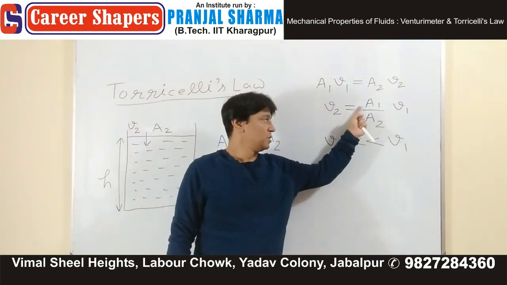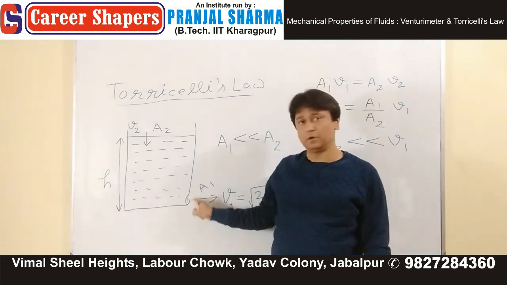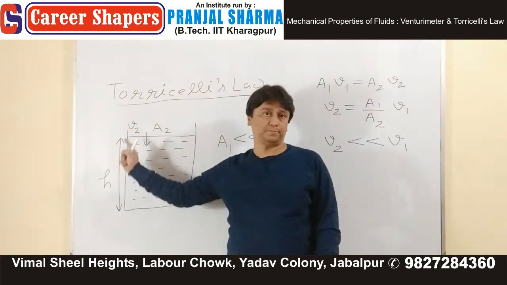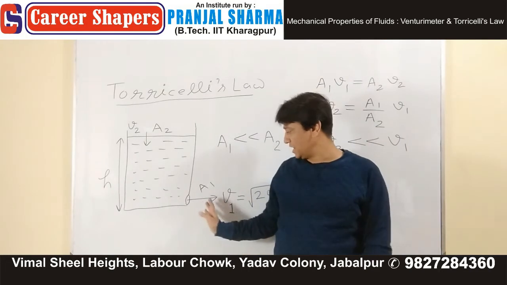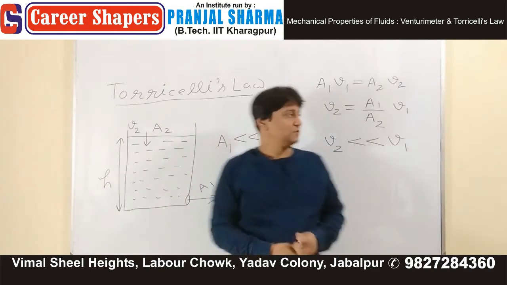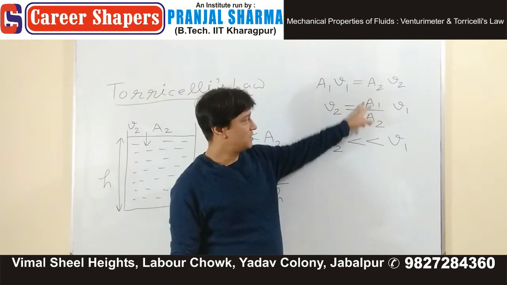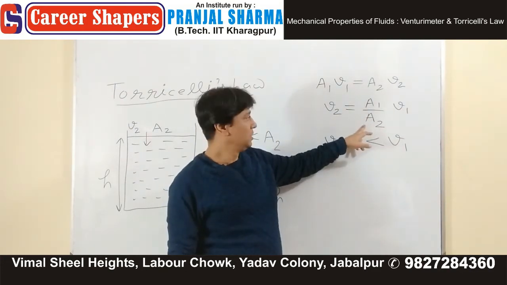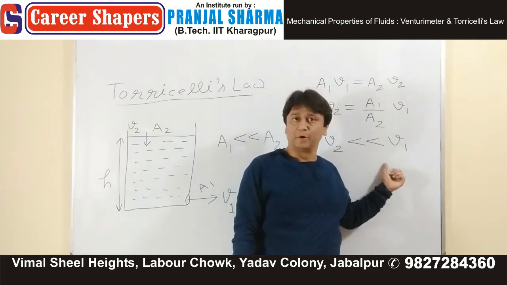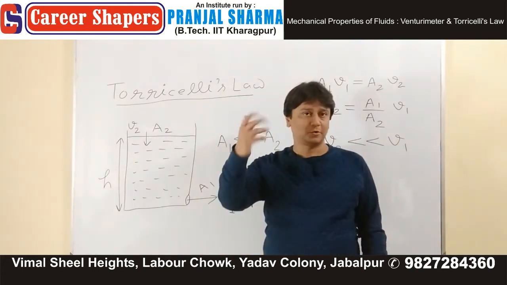Look here, this is A1. What is A1? Cross-sectional area of this hole. What is A2? Cross-sectional area of the top. I told you that's a very tiny hole, tiny as compared to the top. You can see that A1 upon A2 is very small. And if A1 upon A2 is very small, then V2 is very small as compared to V1. कोई स्पेशल चीज नहीं, आप खुद भी देख सकते हो.